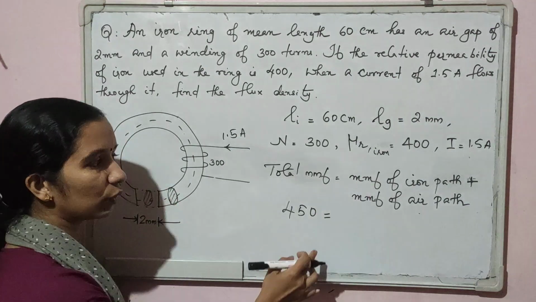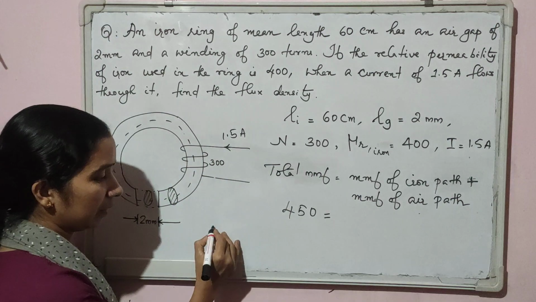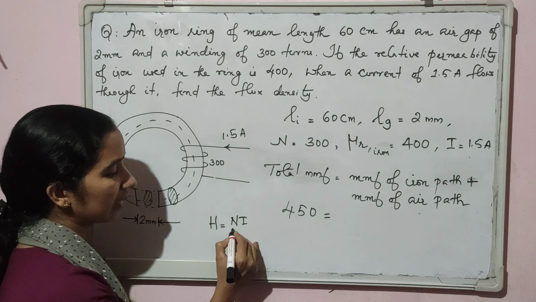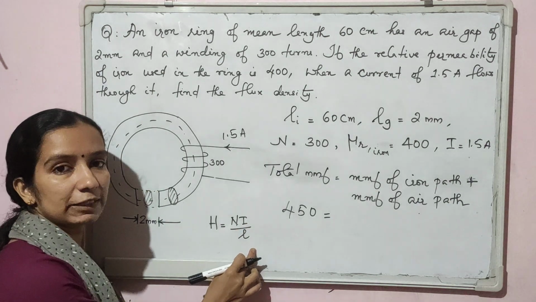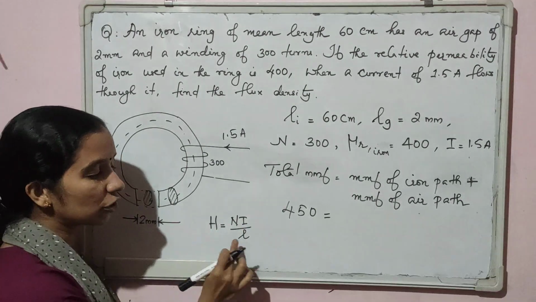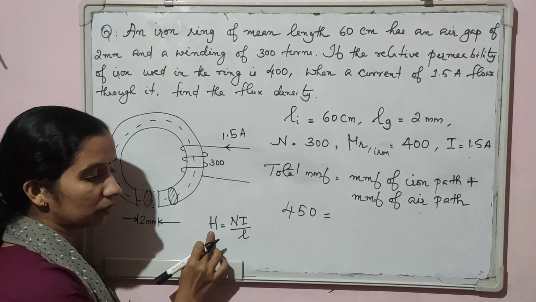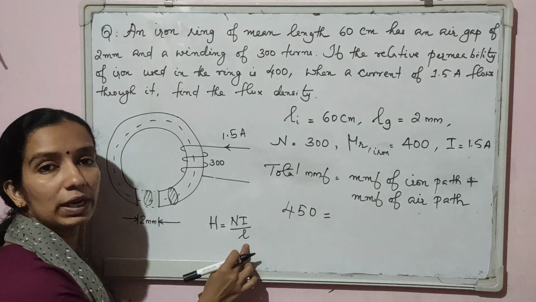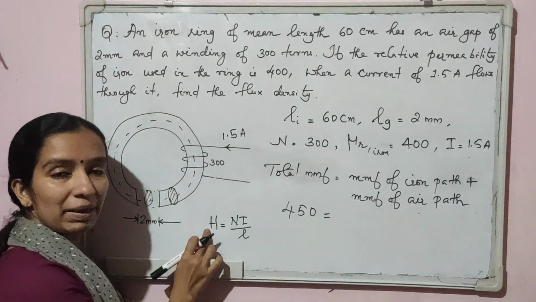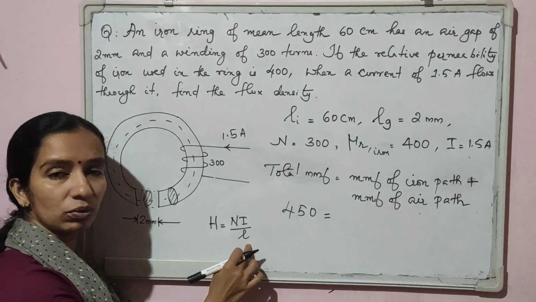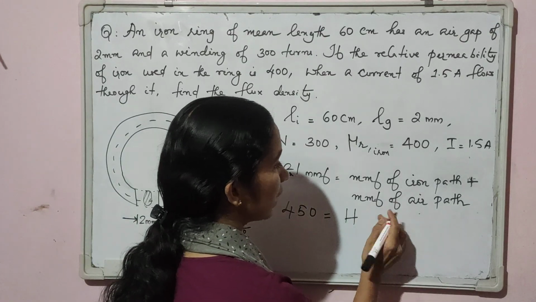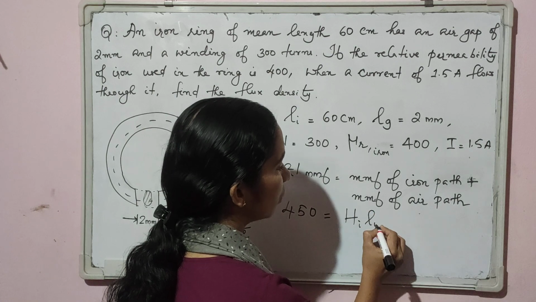Okay, so how will you calculate mmf of iron path? We know the magnetizing force H is equal to Ni divided by L, that is mmf divided by length. Now by using this equation, mmf can be written as H into L. mmf is equal to the magnetizing force H into length of the magnetic path. So we can write mmf of iron path as magnetizing force of iron material into length of iron path, Hi into Li. So mmf of iron is equal to Hi into Li.